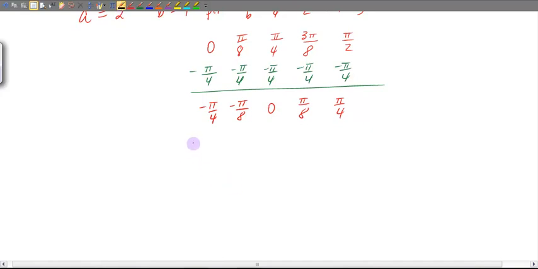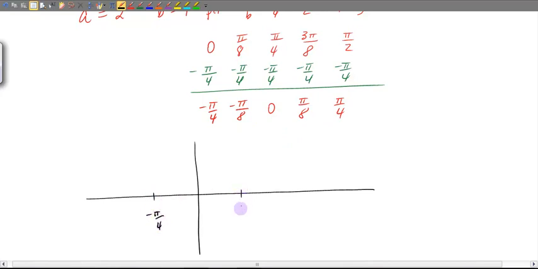I'm going to draw that down here. I have a period occurring between negative and positive pi over 4, so that's like this. I have a negative and a positive pi over 4. Halfway in between is 0. So we mark these other sections with a positive and a negative pi over 8.